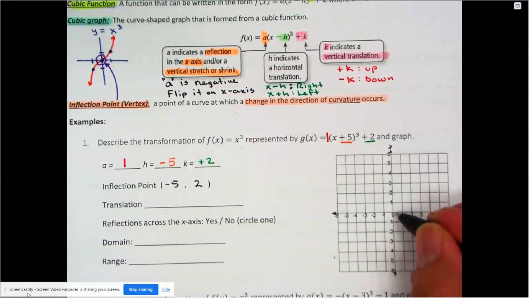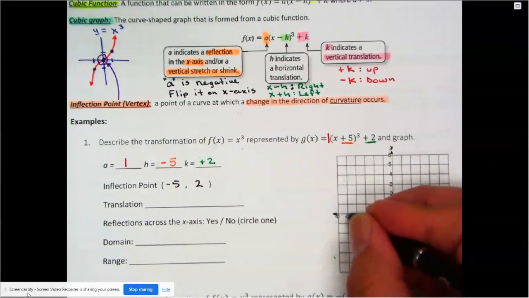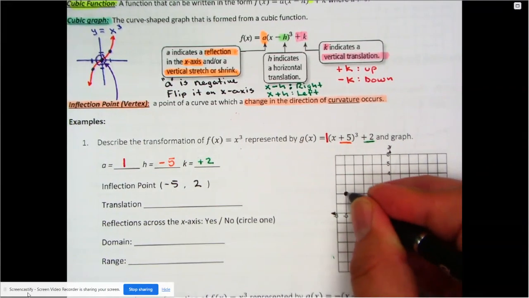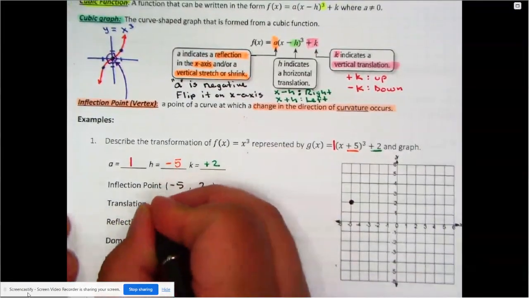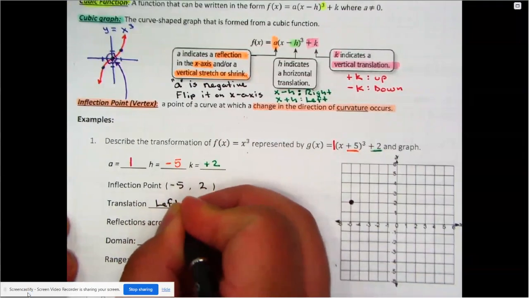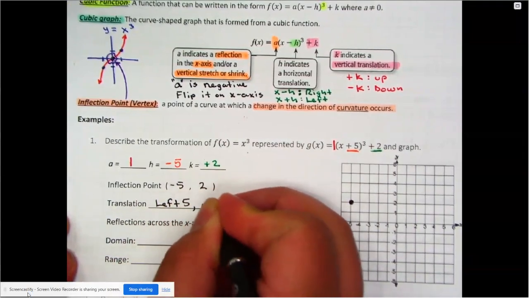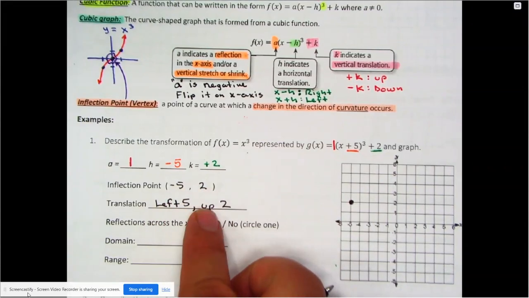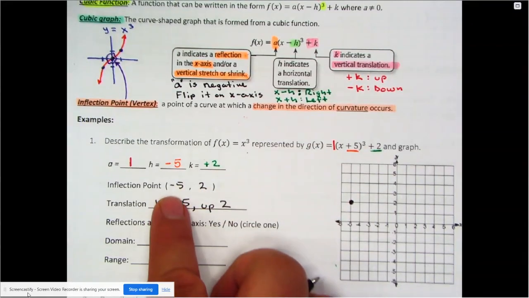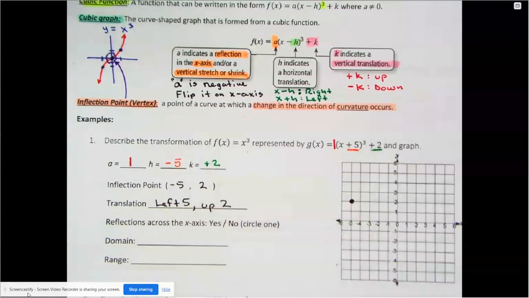And so the moves that are being made are this. Think about how you have to draw this point. To draw this point, I have to go to negative 5, positive 2. So it is a translation in this case of left 5 and up 2. It tells you there. The way you draw the point is how you describe the translation. Left 5 because it's negative 5, up 2 because it's positive.